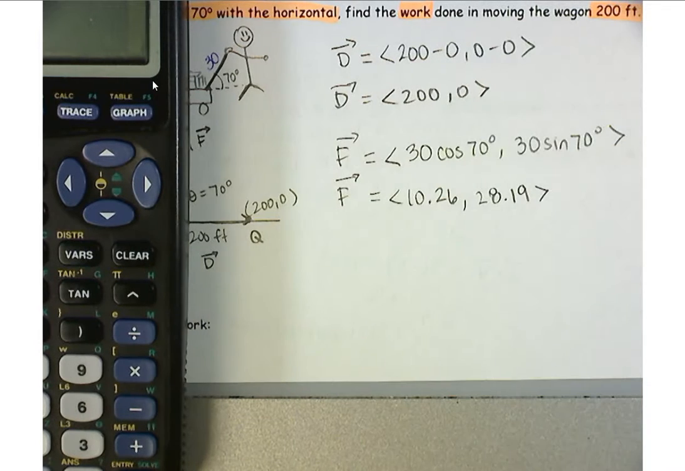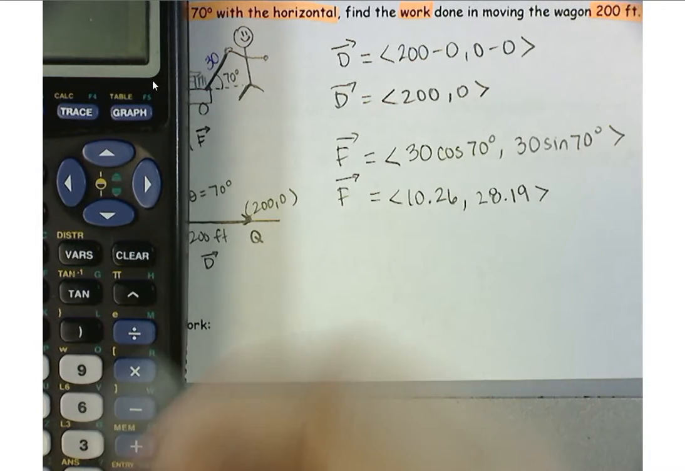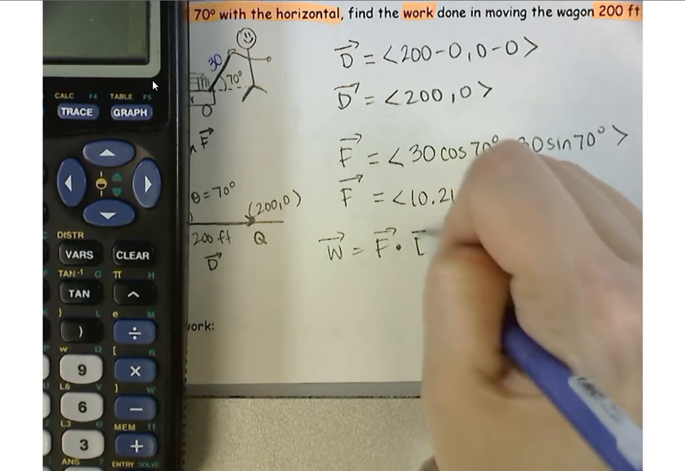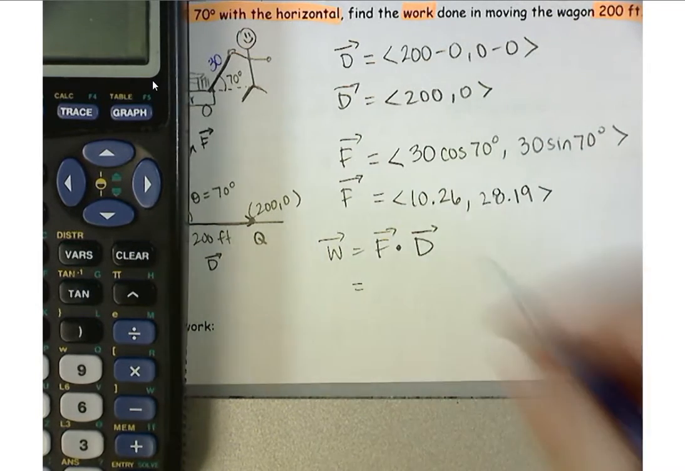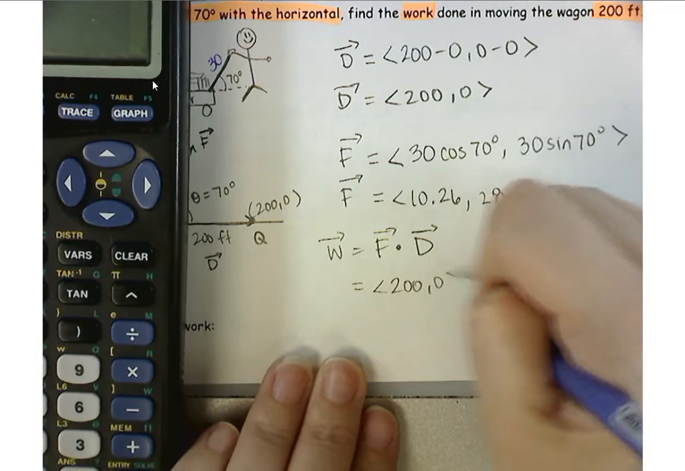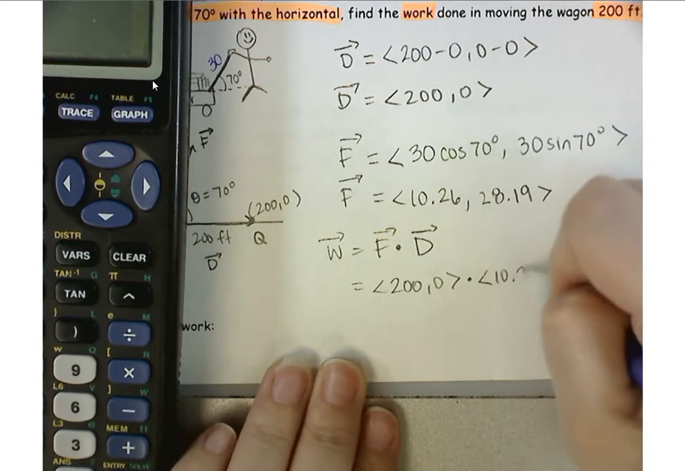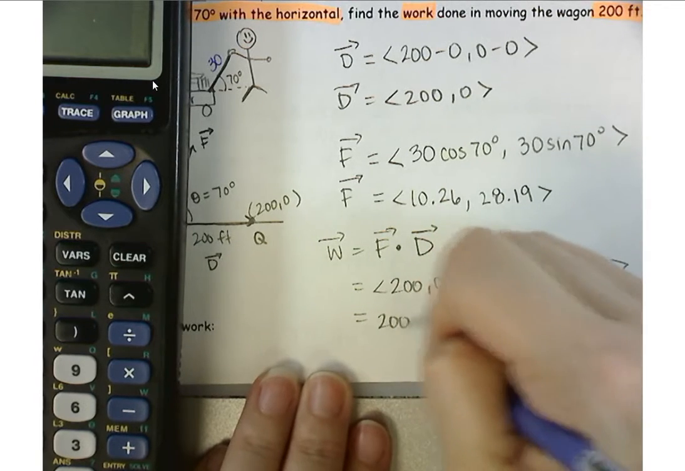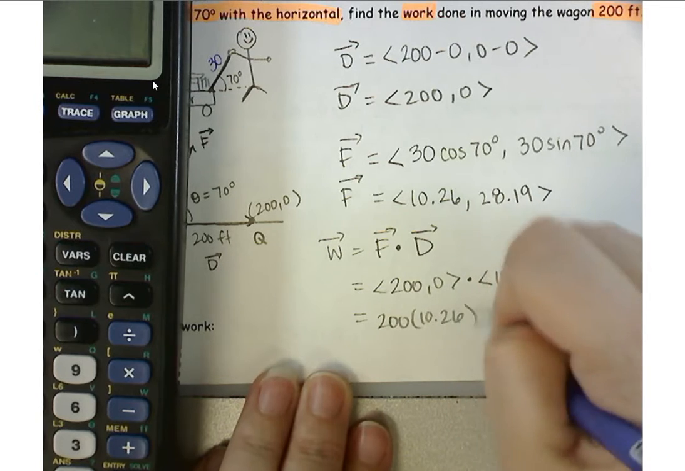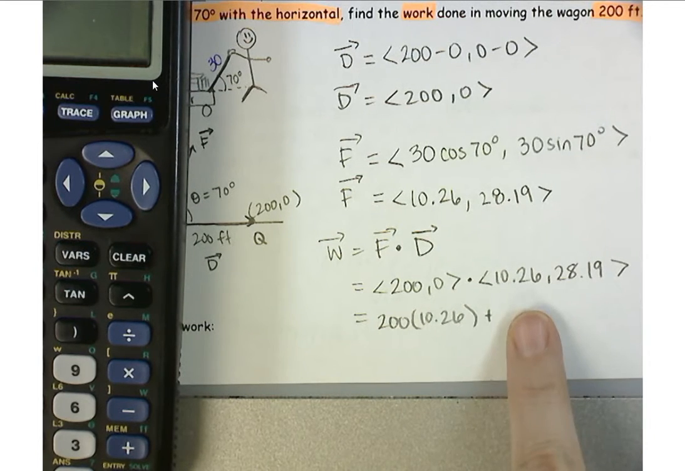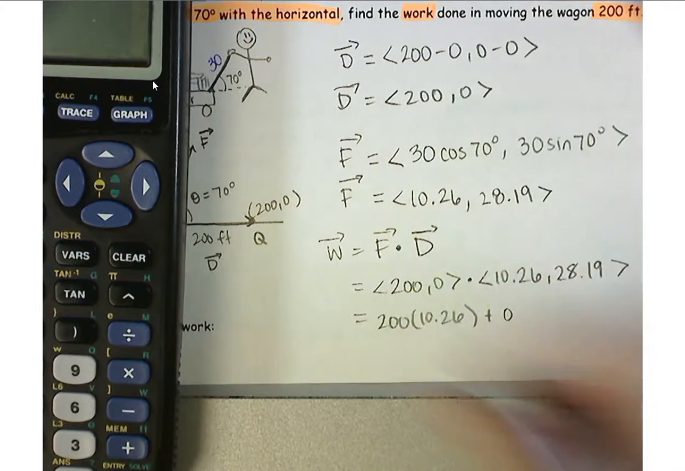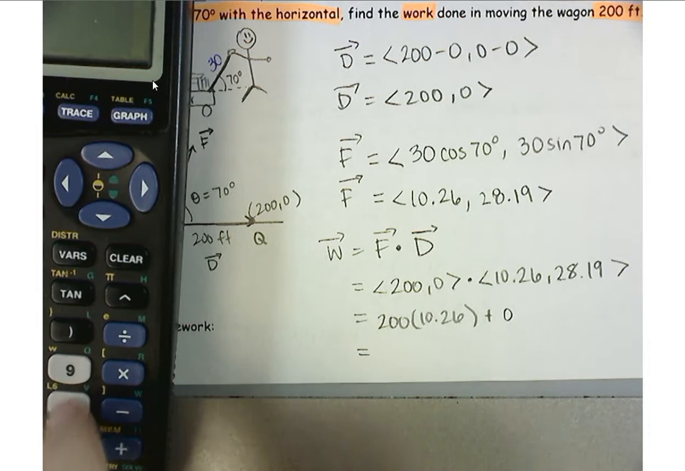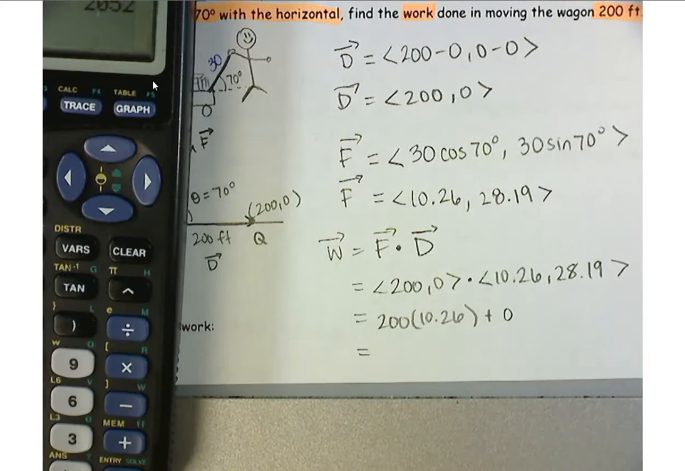Okay, so then to find the work, you're doing the dot product of your force and your distance. Okay, so this is going to be 200, 0, and 10.26, 28.19. Now, when you multiply anything by 0, you know you're just going to get 0. So don't bother multiplying that part. And then 200 times 10.26 actually turns out very nicely.